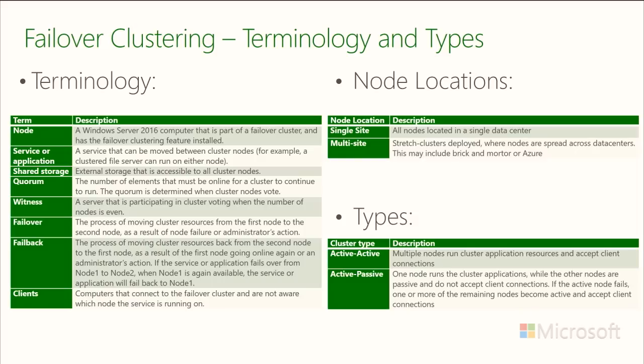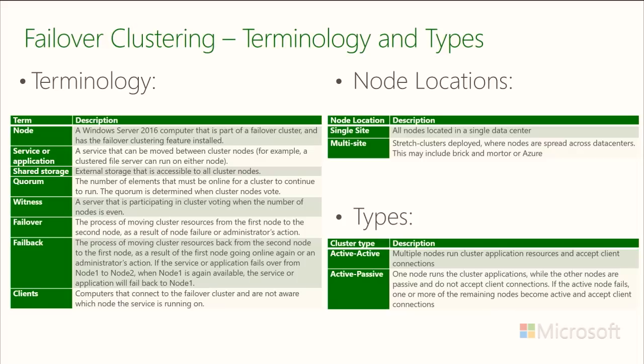Now, active, passive are also important. Active means that I have two servers running a specific service, and both of them are providing that level of service. Two or more. Yeah, two or more. You can have 2, 4, 8, a number of different clustered nodes. You can have active passive.